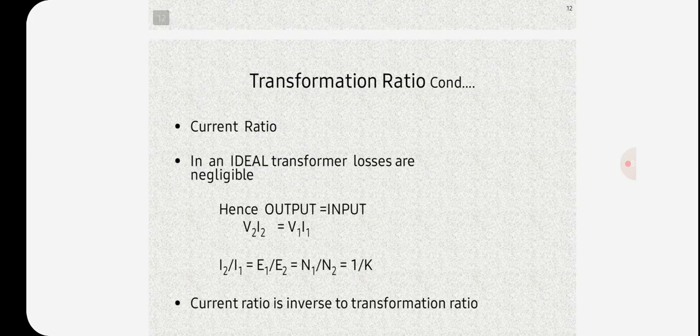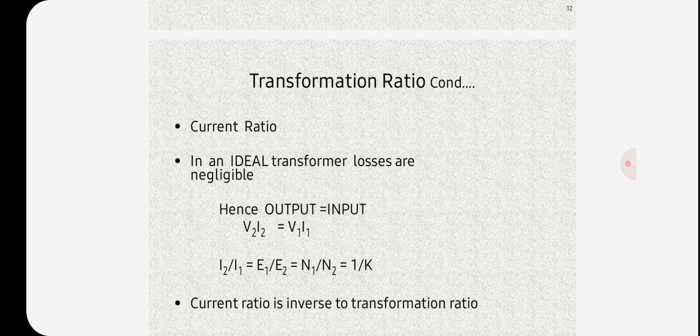And also here, I2 by I1 is equal to V1 by V2, that is equal to E1 by E2, that is equal to N1 by N2 is equal to 1 by K. So that is the inverse transformation ratio, but the actual transformation ratio is I1 by I2 is equal to V2 by V1 is equal to E2 by E1 is equal to N2 by N1, that is equal to K.